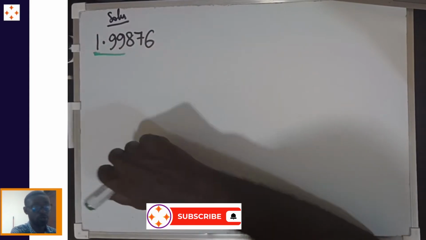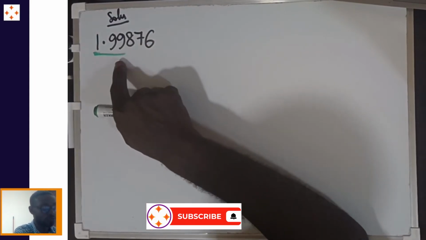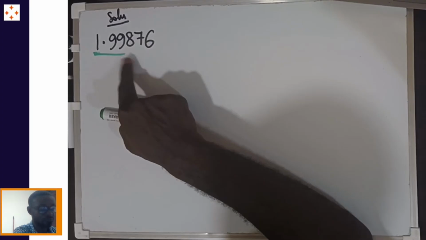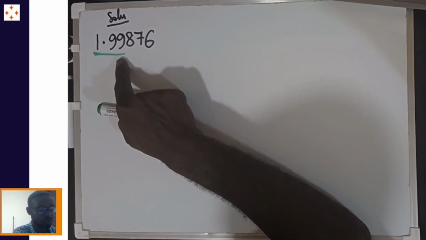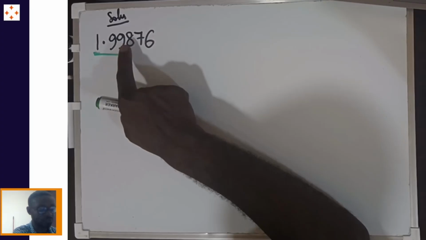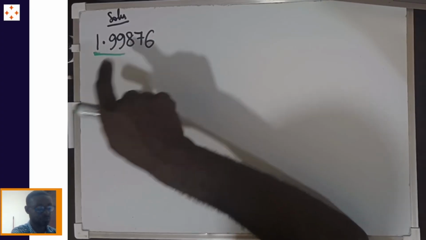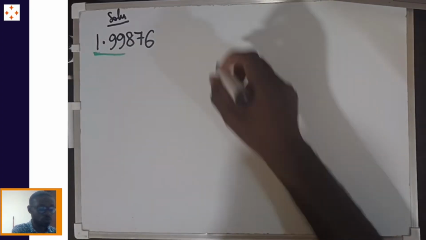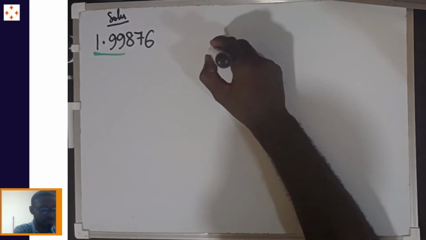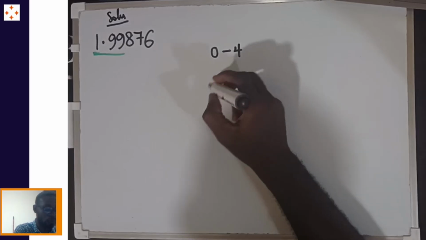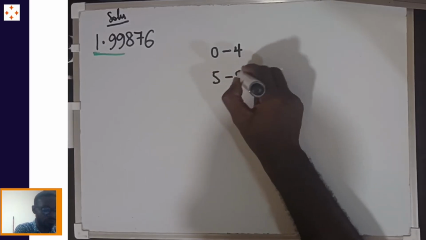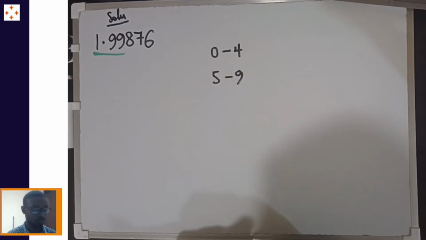But then we are not done. We have to look to the right hand side of the last significant figure. So the last significant figure is the 9 that we have here. So if we are looking to the right hand side of the last significant figure, the number there is 8. Then we consider 8 between these numbers. Is 8 between 0 to 4, or is it between 5 to 9?